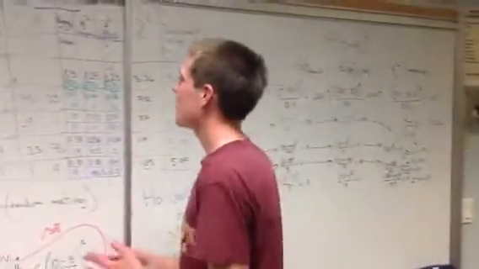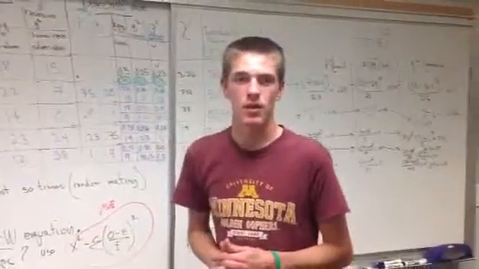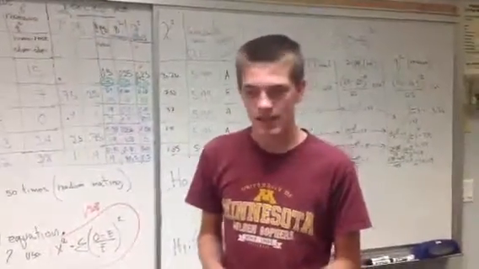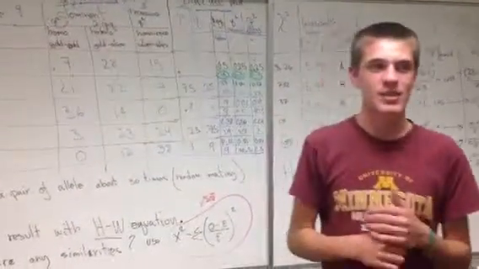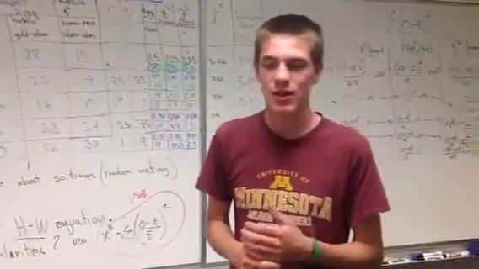How did you solve the expected value? We solved the expected value by Hardy-Weinberg. The Hardy-Weinberg equation, which is p squared plus 2pq plus q squared equals 1.